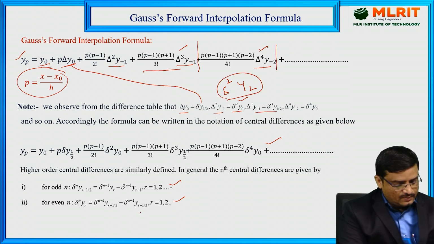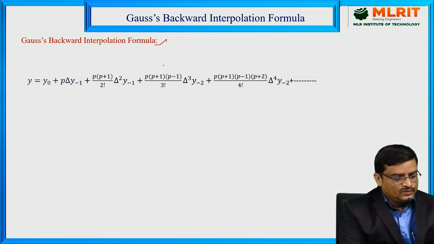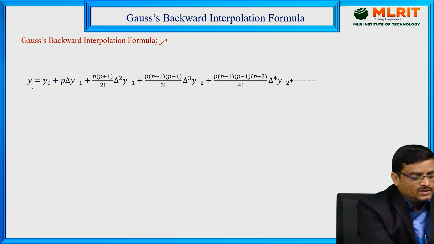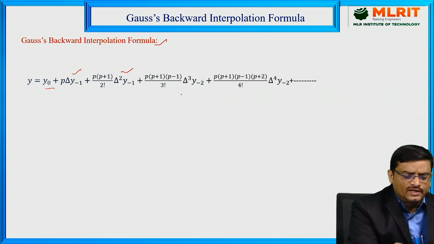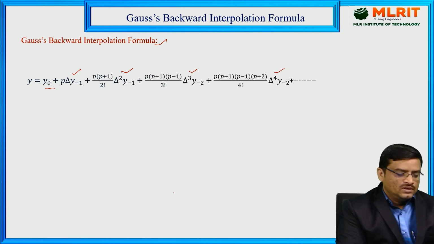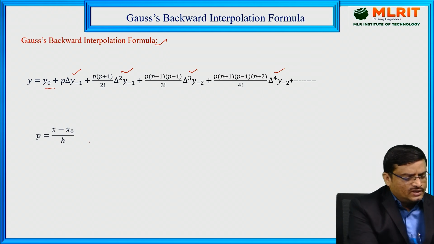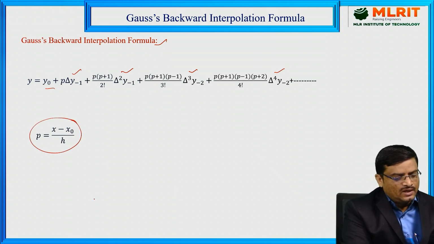Gauss backward interpolation formula. So this is our Gauss backward interpolation formula, that is y is equal to y naught plus p into delta y suffix minus 1. So these values also you will get using this central difference table, and we have the same formula to find out the p value also, that is x minus x naught by h.